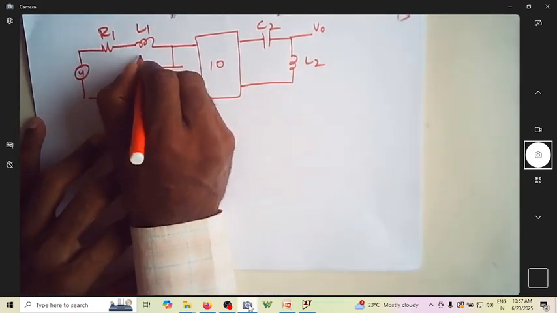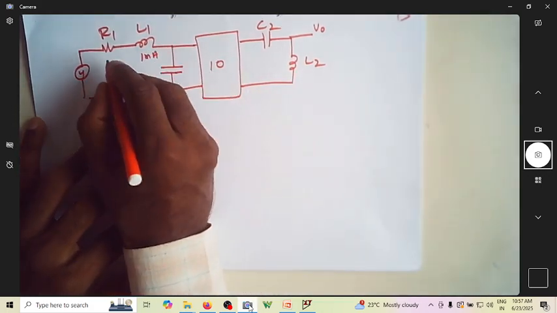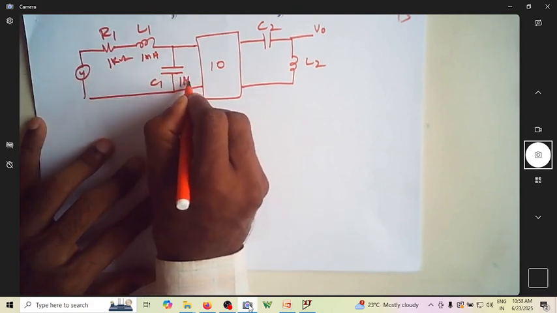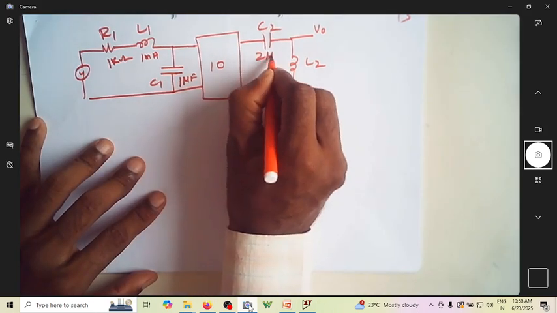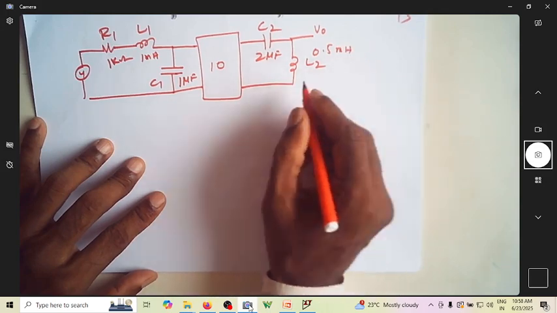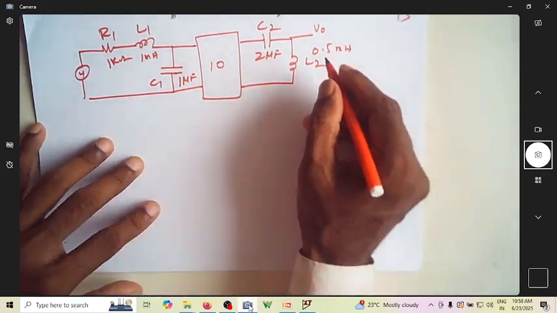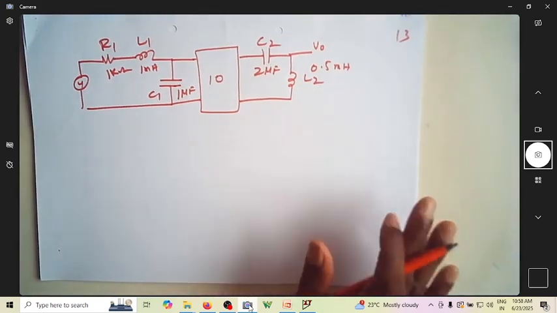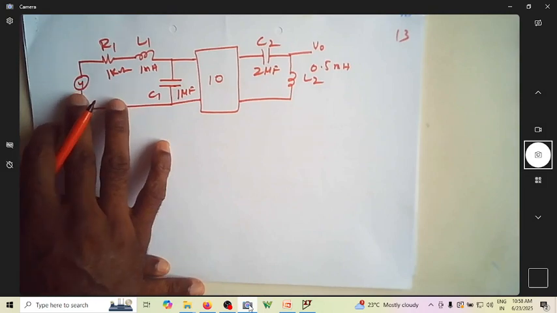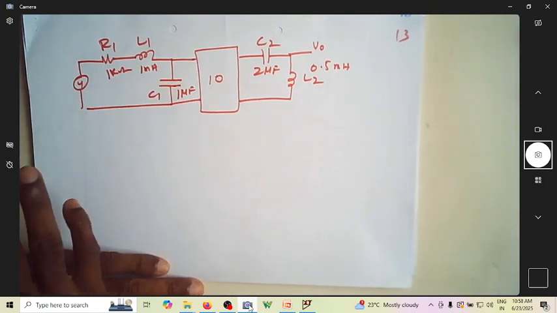Let us take L1 as 1 millihenry, R1 as 1 kilo ohm, C1 as 1 microfarad, C2 as 2 microfarad, and L2 as 0.5 millihenry. So let me locate the poles and zeros of this system. Now I have to find the transfer function of this.